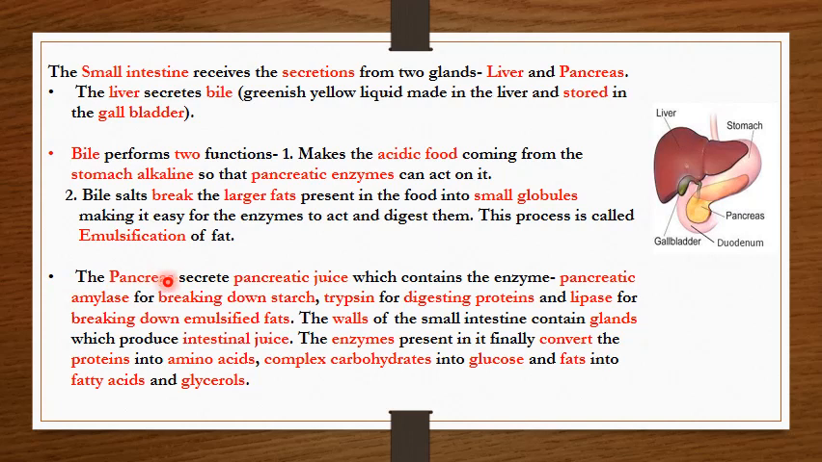The pancreas secretes pancreatic juice which contains the enzyme pancreatic amylase for breaking down starch, trypsin for digesting proteins, and lipase for breaking down emulsified fats. The walls of the small intestine contain glands which produce intestinal juice. The enzymes present in it finally convert the proteins into amino acids, complex carbohydrates into glucose, and fats into fatty acids and glycerols.